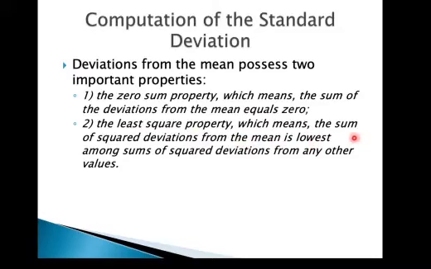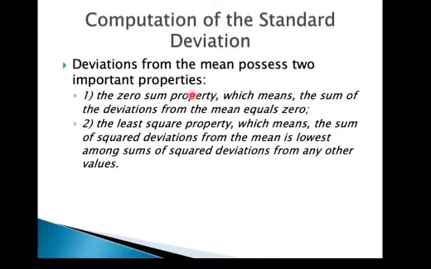And that means that the sum of the square deviations from the mean is lowest among sums of square deviations from any other values other than the mean. So if we get the square deviations from values other than the mean, the sum of the square deviations from the mean is lowest. We actually call that the least squares property.